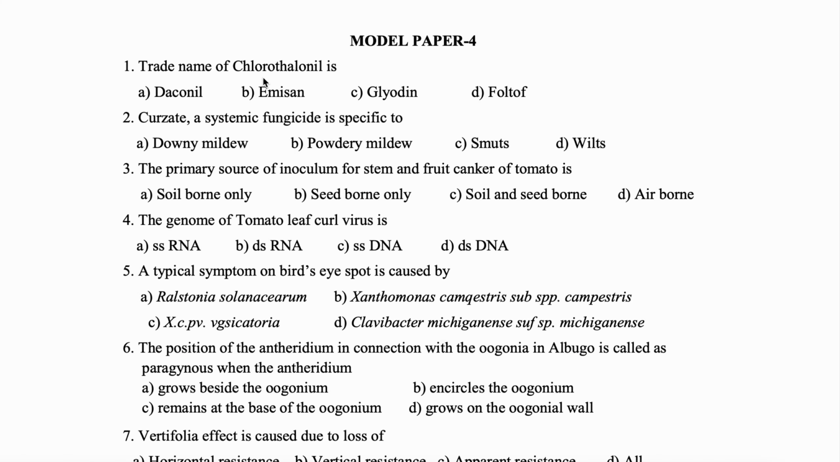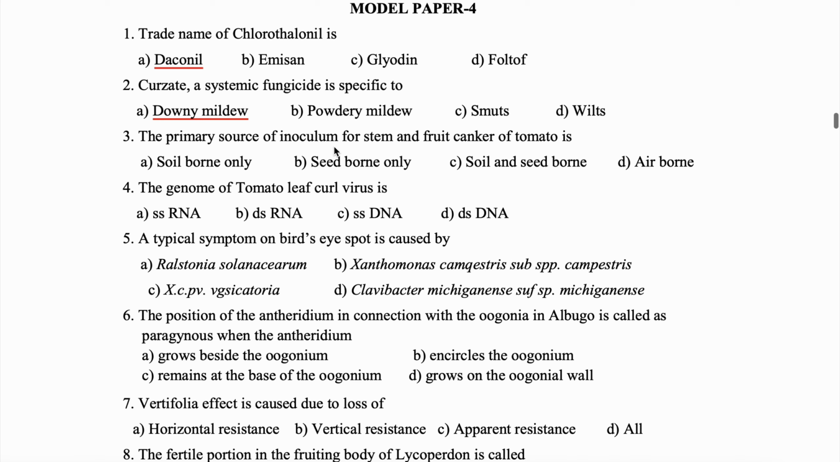The trade name of chlorothalonil. It is Daconil. Question 2. Curzate, a systemic fungicide, is specific to downy mildew. All these are trade names. Now this Curzate is a combination of a systemic and a contact fungicide, which is cymoxanil and mancozeb. Alright.